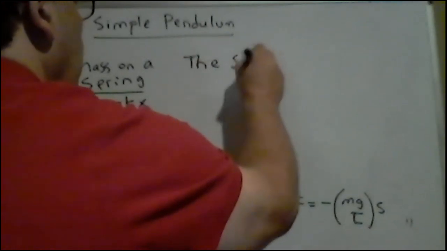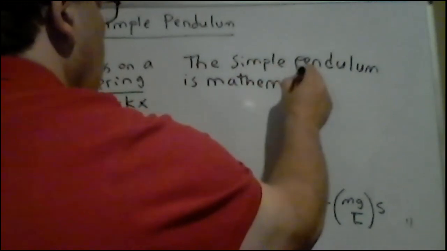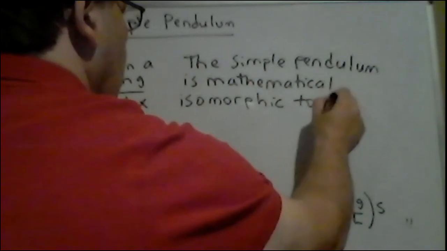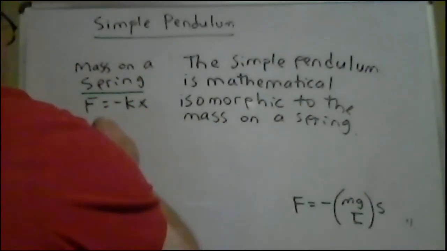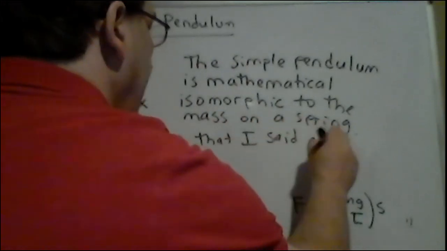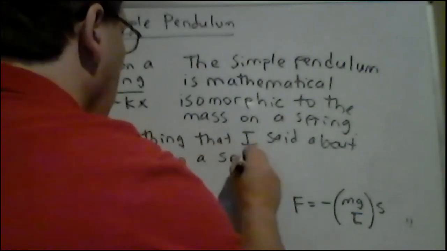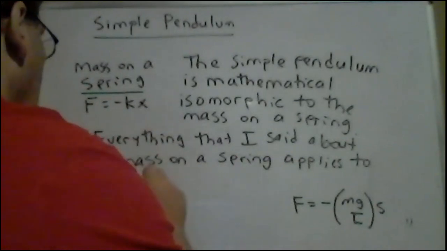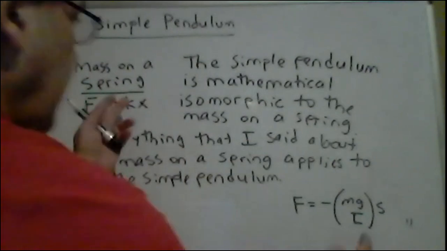The simple pendulum is mathematically isomorphic, which is the official term. It means same form, to the mass on a spring. This means that everything that I said about the mass on the spring problem applies to the simple pendulum. So that's very beautiful when you see that in mathematics. These are the exact same problems, right?